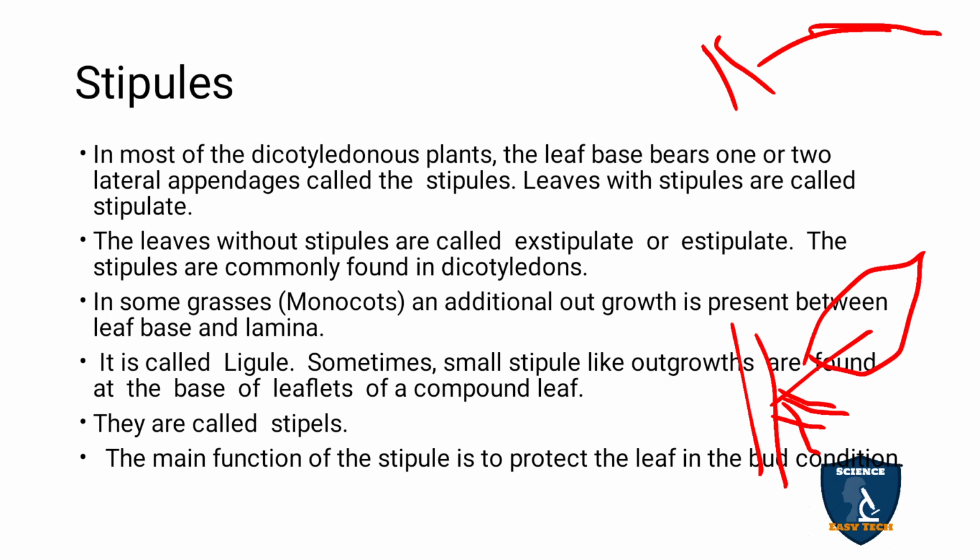This is most commonly found in dicotyledons. In monocots, it is an additional outgrowth seen in between the leaf base and the lamina. It is also called a ligule, a tongue-like outgrowth which is called a ligule. The stipules seen in a compound leaf are called stipels. The function of the stipules is that they give protection to the bud condition. Okay, it gives protection to the bud condition.